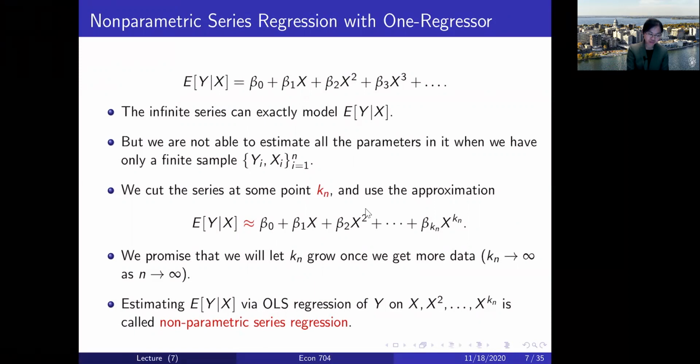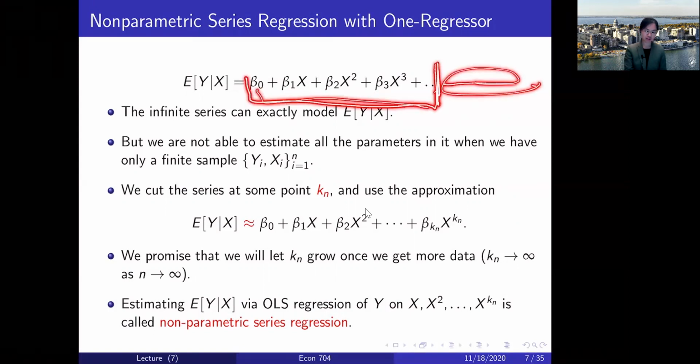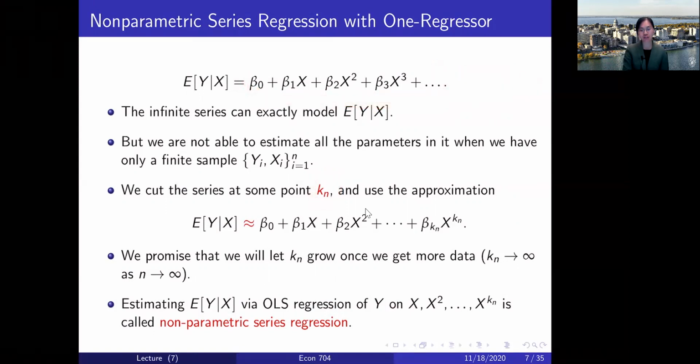However, we are never going to be able to estimate this infinite number of parameters because we only have a finite sample. With a finite sample, we will not be able to estimate this infinite number of parameters in that series expansion. So in practice, what we can do is to cut the series somewhere, just throw away what's in the tail, and only keep the first kn terms.